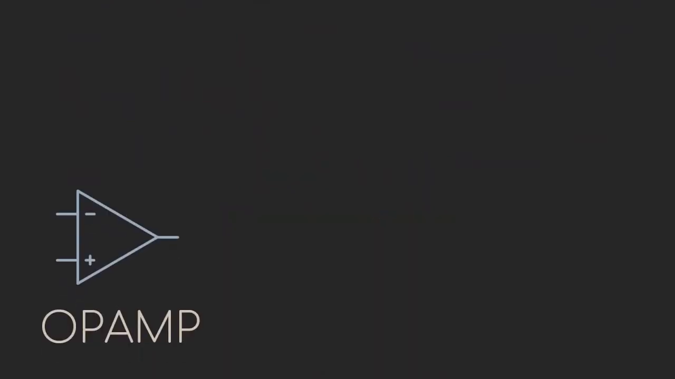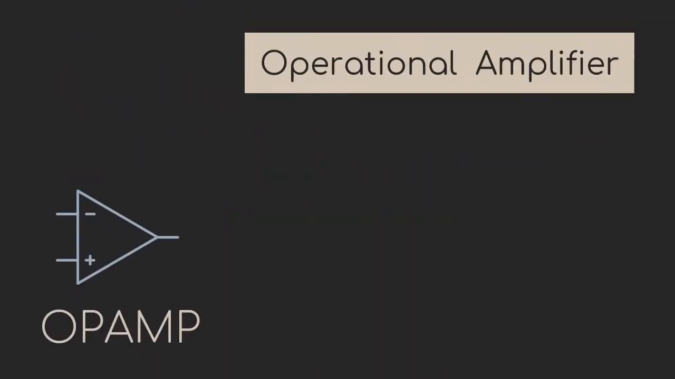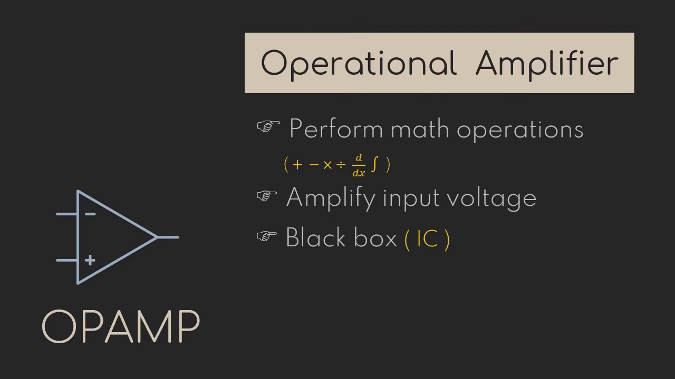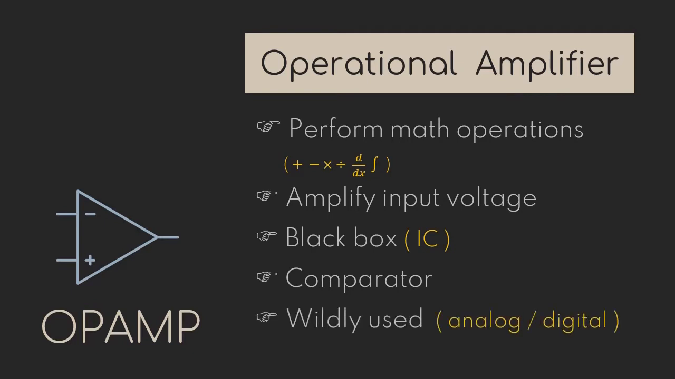So, what can we do with an operational amplifier? An operational amplifier is really useful when it comes to basic math operations. It has two inputs. One is the positive one, and the other is the negative one. Just like its name, it amplifies the input voltage. We can imagine the triangle is a black box since there are quite a lot of ICs in this little triangle. The two inputs make it a great comparator, and a comparator is widely used when we need to convert an analog signal into a digital signal.